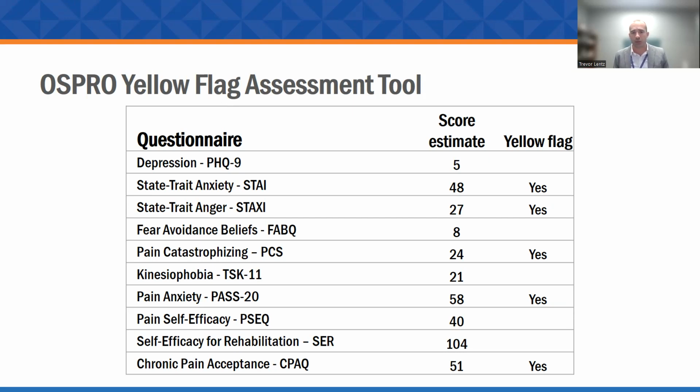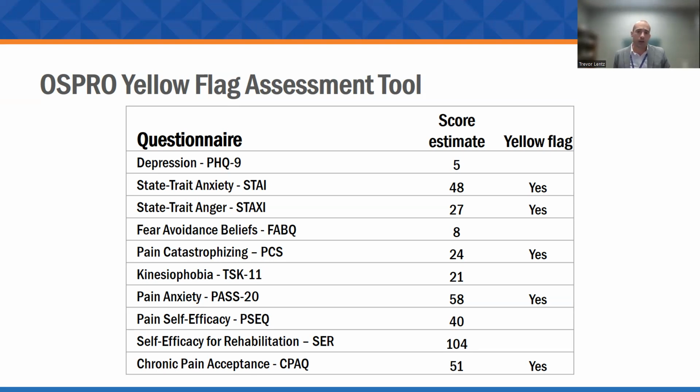So say, for instance, somebody fills out the OSPRO Yellow Flag tool, they would have an output that looks something like this. So for instance, if they were to fill out a full-length pain catastrophizing scale, the PCS, the OSPRO estimates they would score about a 24 on that scale. And a 24 is a pretty high score for the PCS, so that puts them in the top quartile. And what it does now is it triggers a yellow flag. So it indicates to the person that is administering this tool that this person may have some issues we may want to consider related to how they catastrophize about pain or how they think about pain. Those are things we may want to consider as we're going through their rehabilitation.